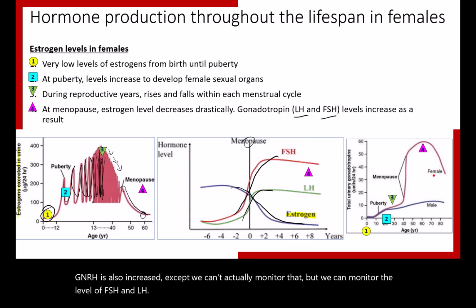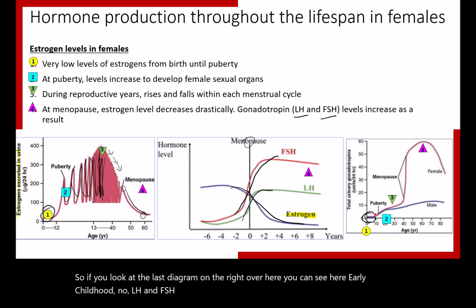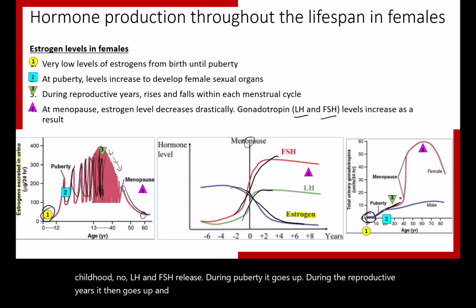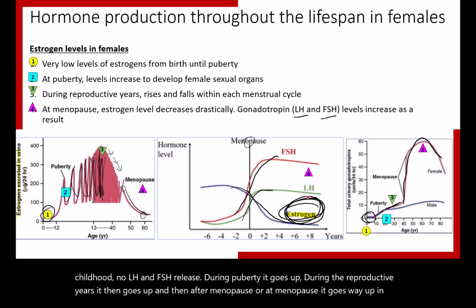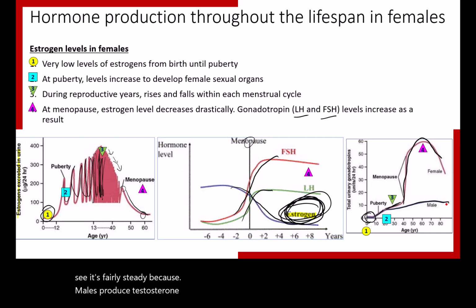So if you look at the last diagram on the right over here, you can see here early childhood, no LH and FSH release. During puberty, it goes up. During the reproductive years, it then goes up. And then after menopause or at menopause, it goes way up in order to try to increase this decline in estrogen release, right? In terms of male, you can see it's fairly steady because males produce testosterone from puberty until the day that they die.